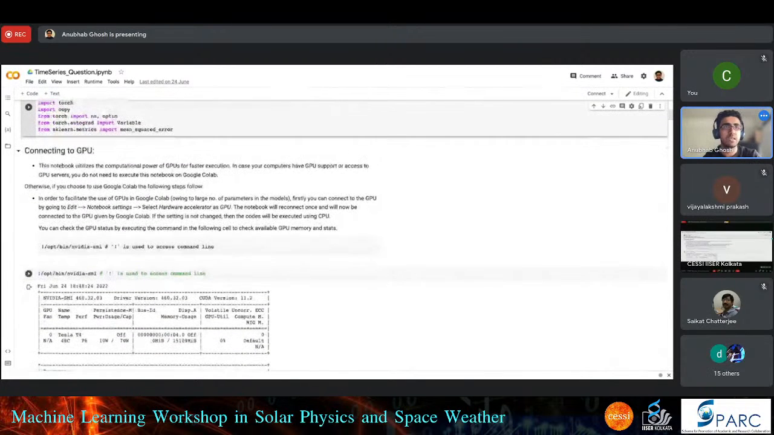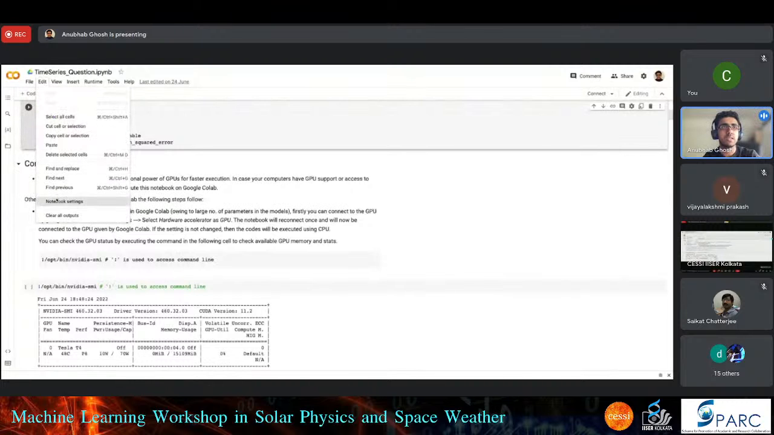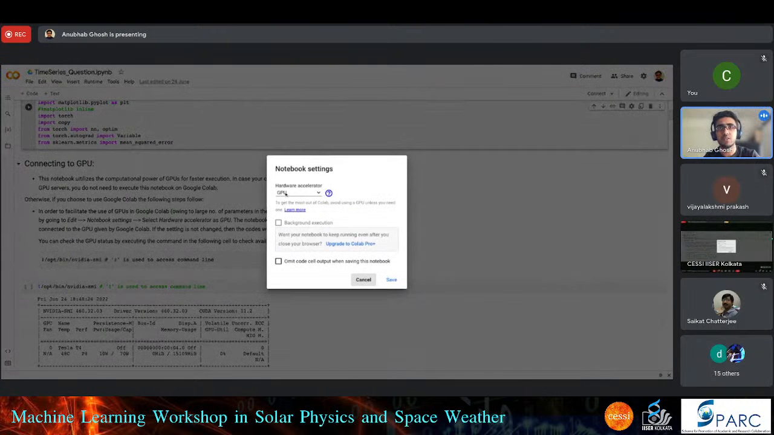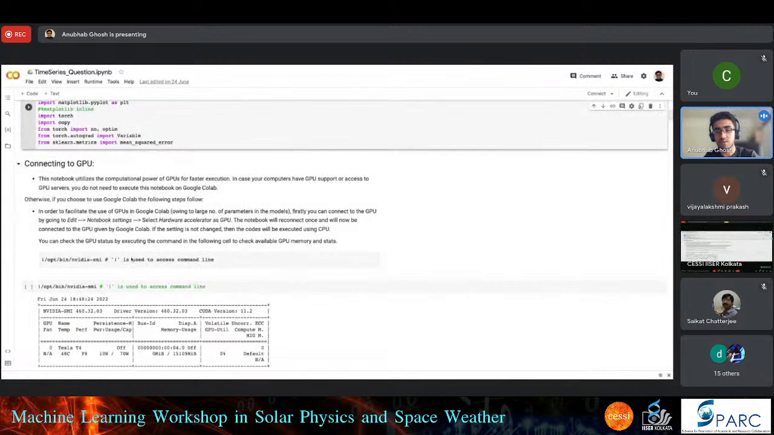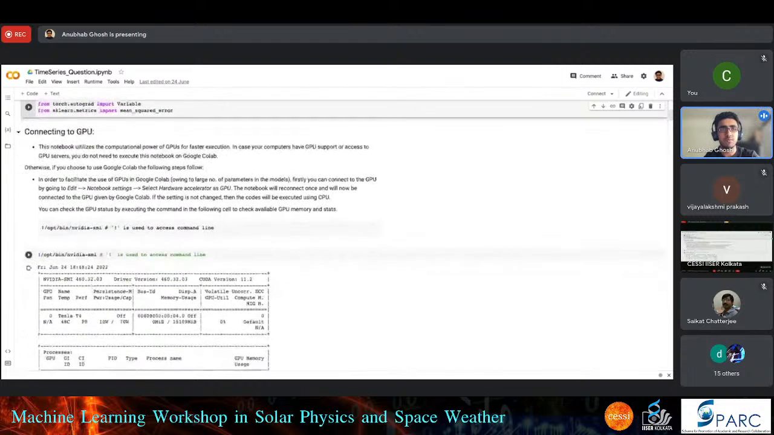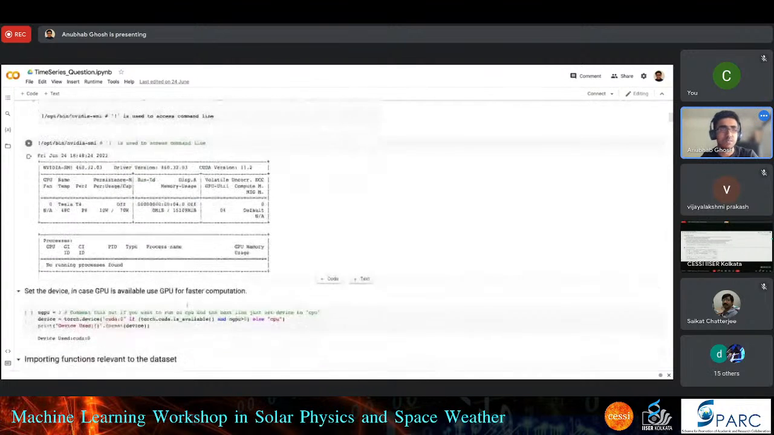There is an instruction: if you go to Edit and then Notebook settings, you can choose your hardware accelerator. You have options like None, GPU and TPU. You can choose GPU, and once you select it and run this command, you'll be able to see the status of your active GPU. As you can see, this is not run now, but usually you should be able to see that you have a certain amount of RAM memory left for your settings.